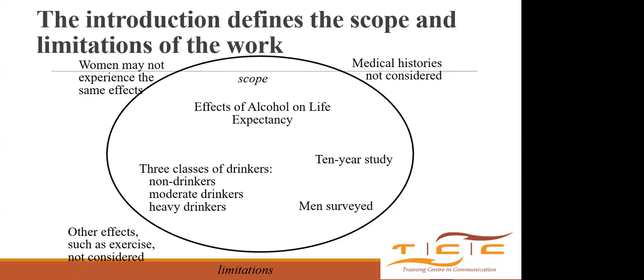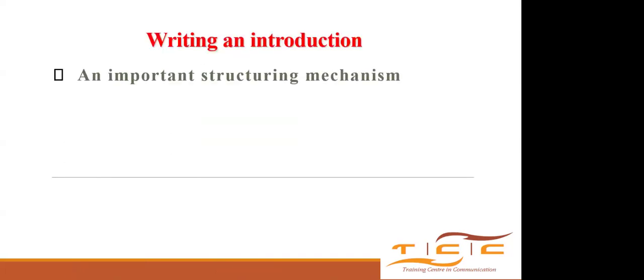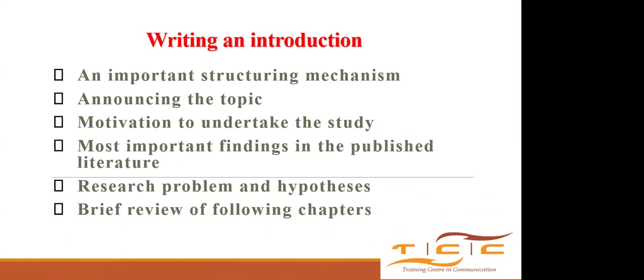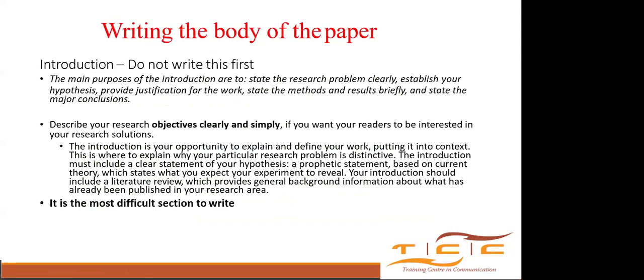And we need, as we said, even in the proposal, a little bit of some historical background so that we get to understand. I'm not going to talk about this because this is pretty much what I've talked about: announcing the topic, motivation to do the study, most important findings in the literature. So basically, this is what has already been done, what is already known. Then we are also going to state the research problem. What is the gap that necessitated the writing of this paper? And then it also gives, of course, a review of a few other chapters.